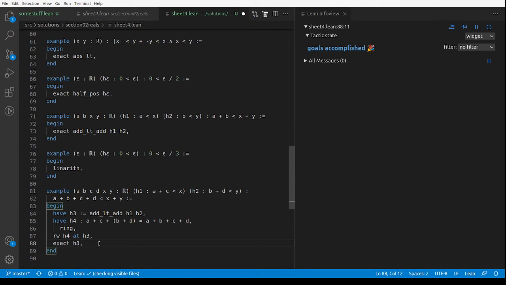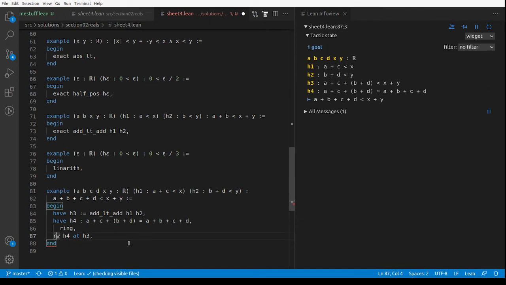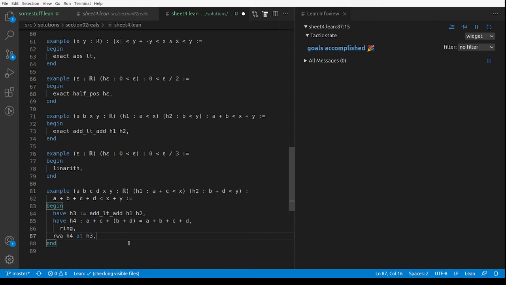That would be one way of doing it. Or alternatively, instead of exact, we could do assumption, right? Because h3 is one of our assumptions. Rewrite then assumption, there's actually a tactic that does that, rwa, the rewrite and then assumption tactic. But it is still a bore that we had to introduce this new hypothesis, if we insist on proving it with add_lt_add.